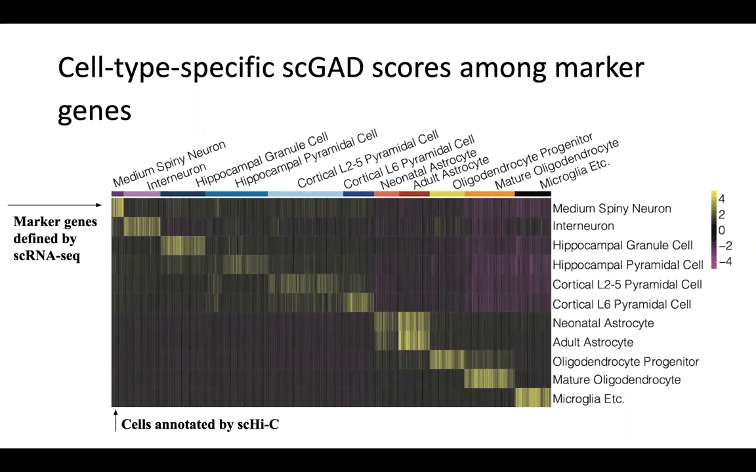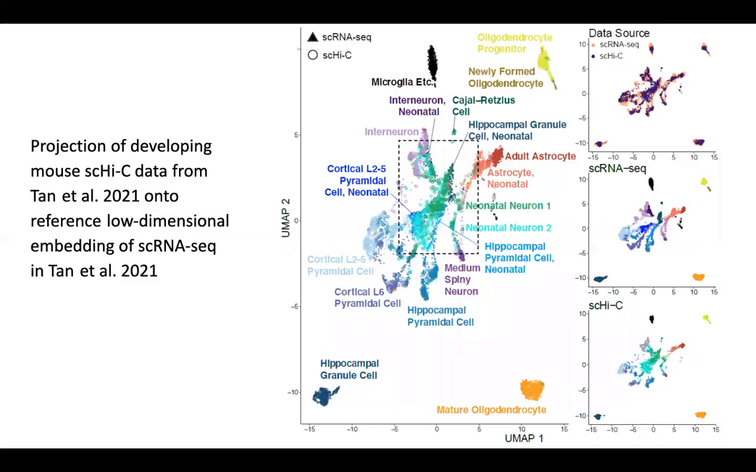First, we obtain cell type specific marker genes defined by single-cell RNA-seq, take the average of these genes' scGAD values for each cell type, and directly visualize them using a heat map. Clearly, those cell type specific marker genes are still specific in scGAD, and this further proves the relationship between single-cell RNA-seq and single-cell Hi-C. Next, we can get to the part of projection.